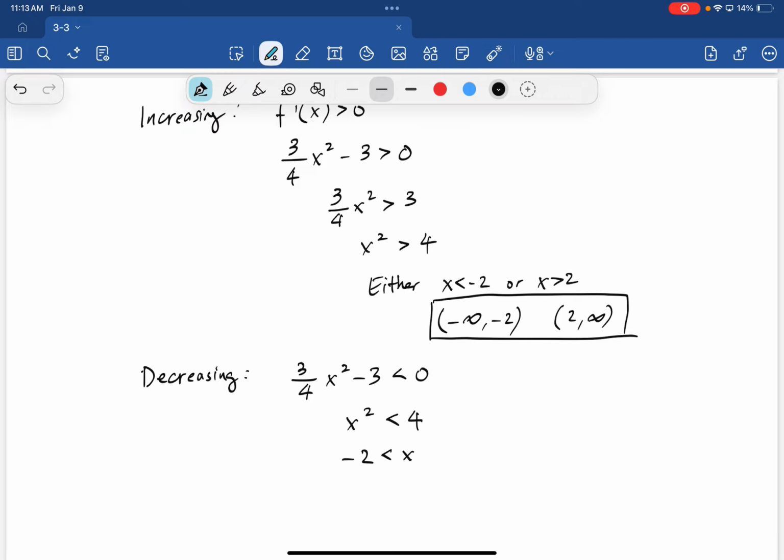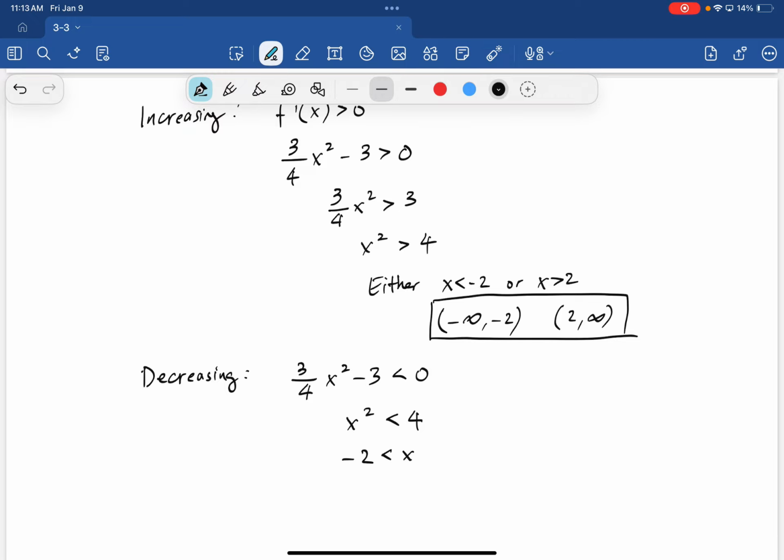Let's say we had a function. How should I make this similar to this question? Let's just do 2x minus 1 over x. And we're going to ask ourselves, on which open intervals is this function increasing or decreasing?